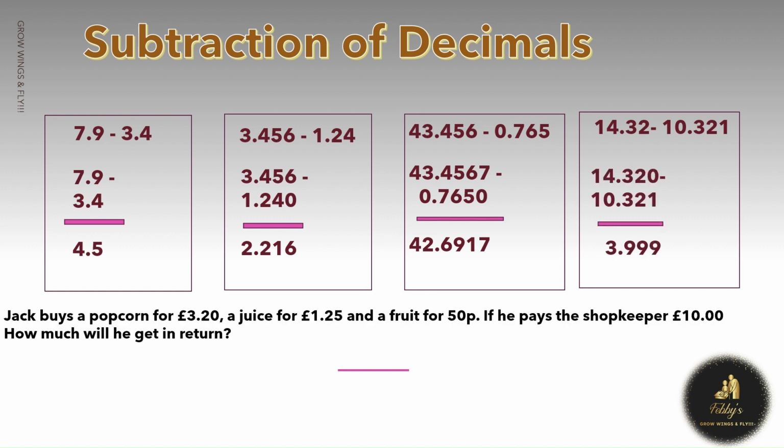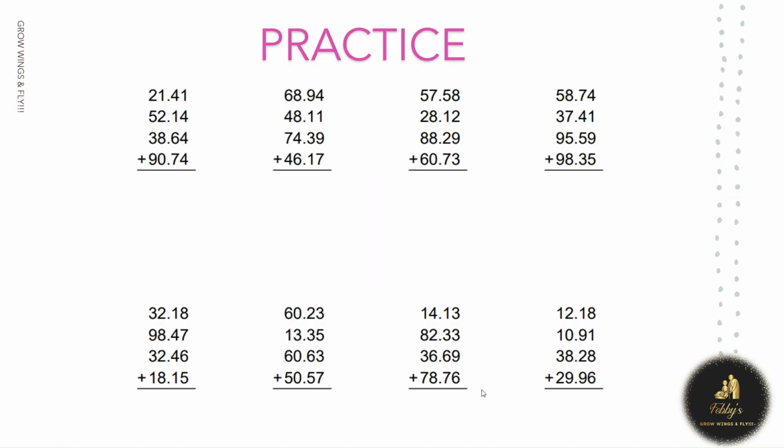Here is a word problem for you. Can you try doing it on your own? To do this question, we would have to add up how much Jack spent. So, we add the prices of the 3 things he bought. This is how we do it. Once we do that, we will take it away from the total amount of money Jack paid to the shopkeeper. This will give us the answer.